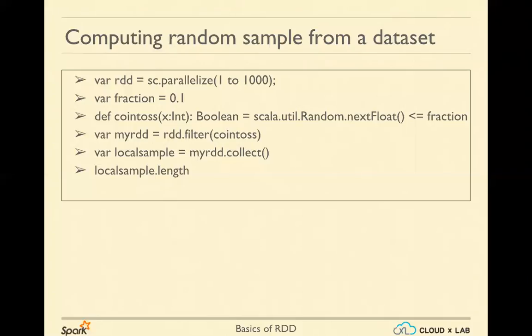Why does the function coinToss take a parameter x? That's a standard definition of a function that filter requires. Filter wants you to take some argument, the same as the data type of the RDD. But here we are not making use of the parameter anywhere in the function. Exactly. So you cannot have an empty parenthesis. You have to have something that goes into the function, the same as the data type of the original RDD.